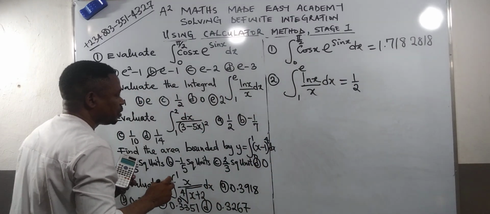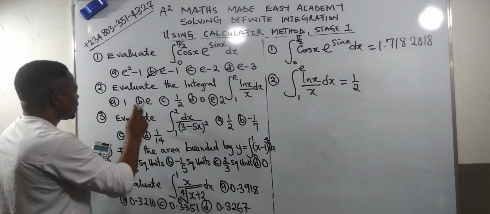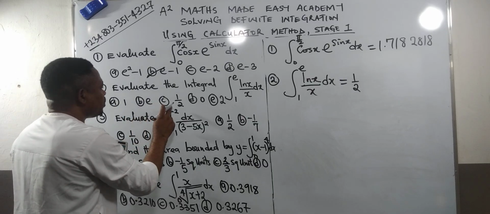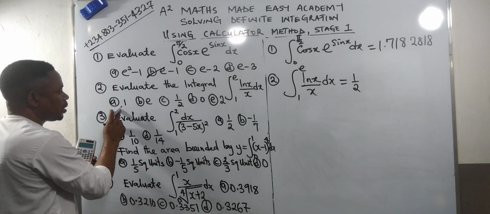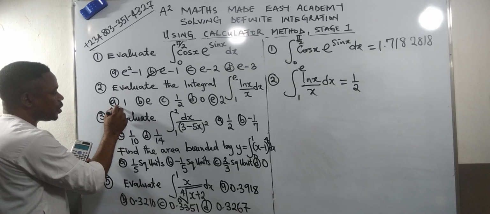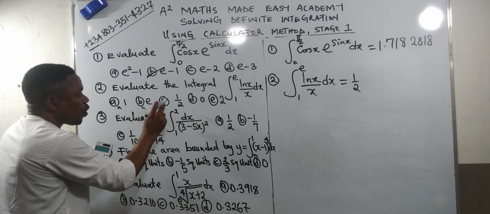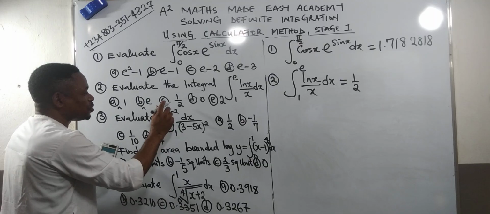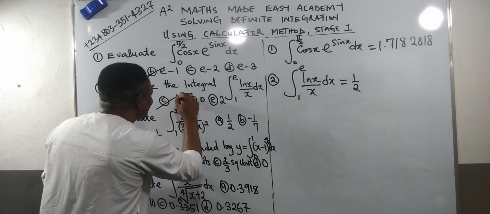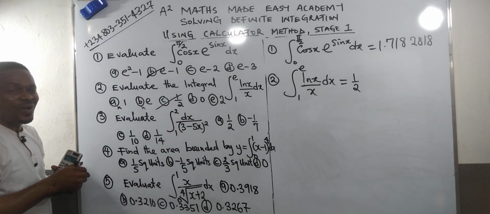Can we check the options? Option A says 1, no. Option B says exponential, no. And it can't be this. Wow. What is option C? 1 over 2. The correct answer is what? Option C. Can you see that the calculator moves faster?